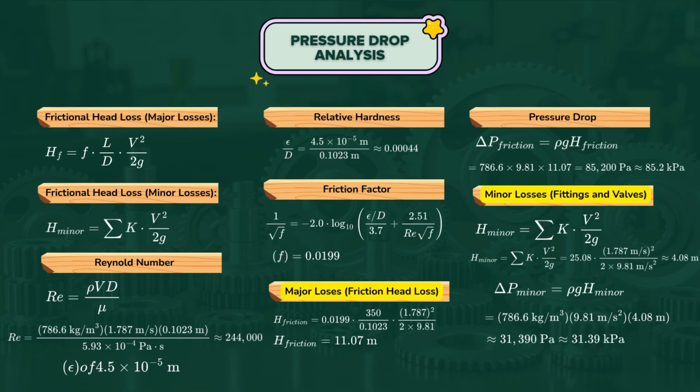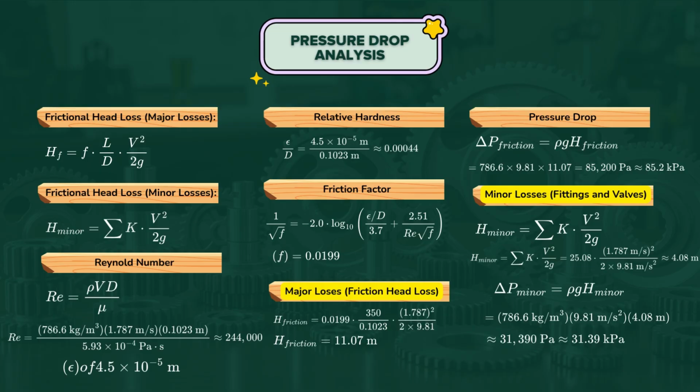Calculation of Reynolds number and friction factor. The Reynolds number dictates the flow regime and governs the method used for calculating the friction factor, which is 786.6 kg/m³ times 1.787 m/s times 0.1023 m divided by 5.93 times 10 to the power of negative 4 Pa·s, equals 244,000. Since the Reynolds number is 244,000, the flow is highly turbulent because the Reynolds number is more than 4,000.